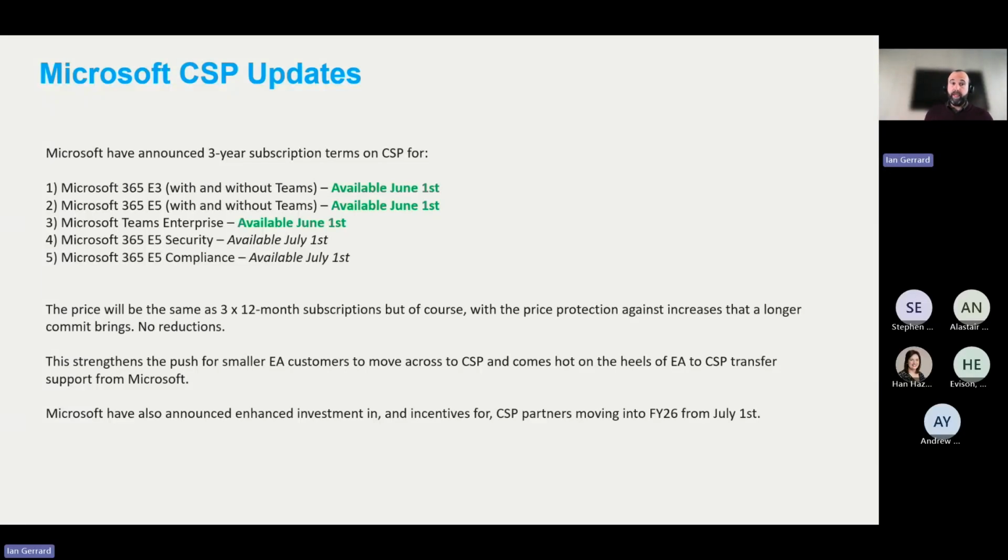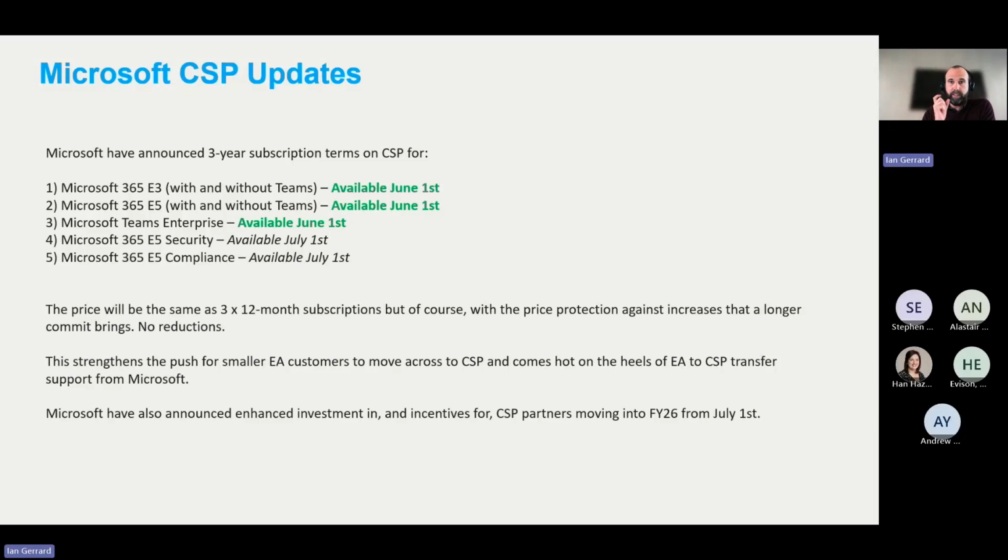But the good news is that there is now the introduction of a 3-year price lock from the 1st of June for Microsoft 365 E3, E5, and for Teams enterprise licenses, if it has been separated out from that SKU, with more to come in July. The security suite, E5 for compliance. Actually, when you look at the 3-year, I think E1 is available on 3-year. Some of the business premium is not. It's not like you have to pay the full 3 years up front. You still pay as an annual bill.